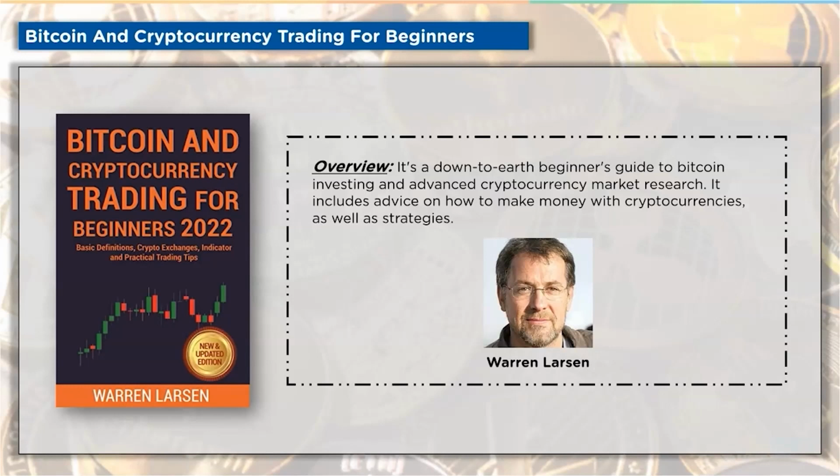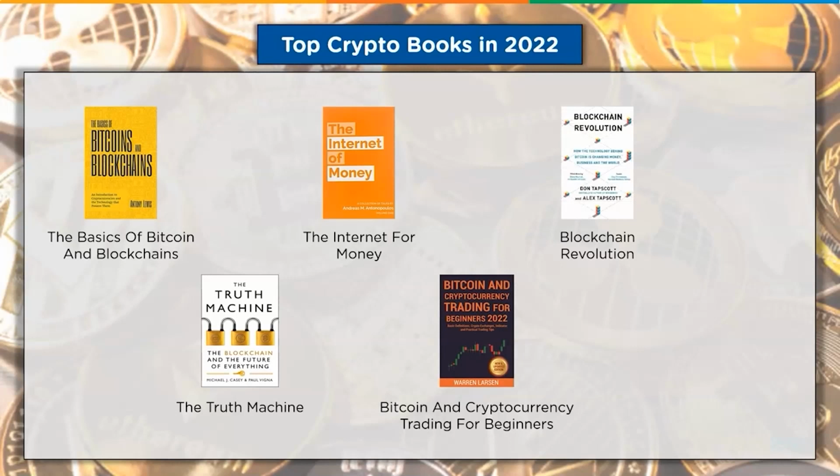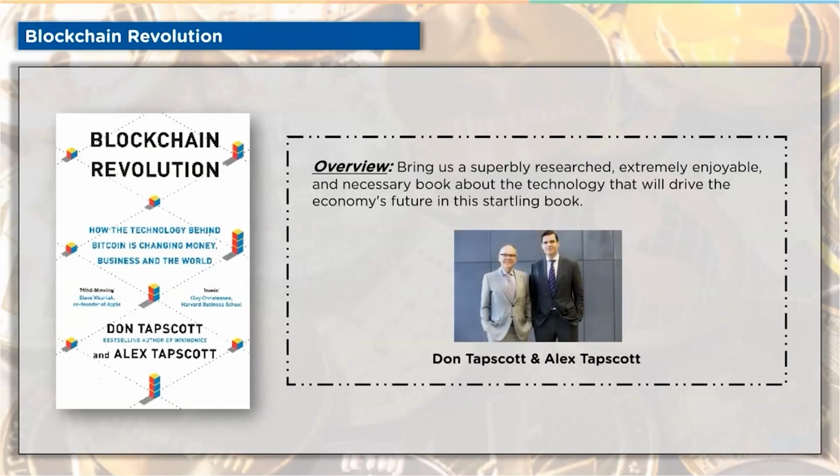Proceeding with the fifth book, which is Blockchain Revolution, written by Don Tapscott and Alex Tapscott. It is a superbly researched, extremely enjoyable and necessary book about the technology that will drive the economy's future. This book delves into Bitcoin's fascinating and groundbreaking technology and shows how different our world could be if we completely embrace blockchain technology.